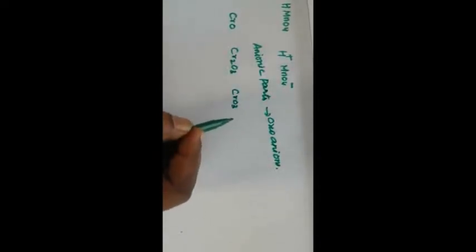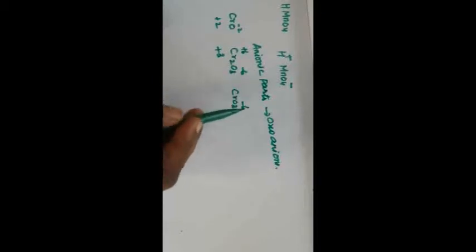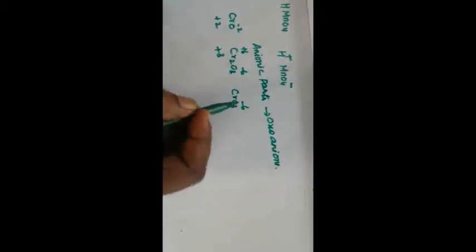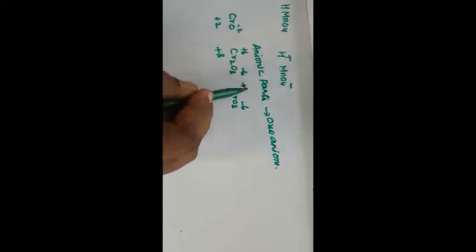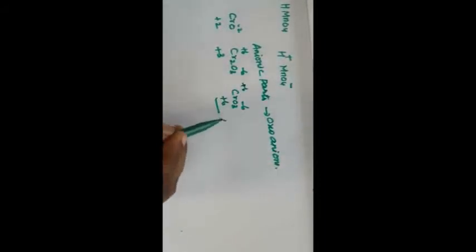For example, in the same way chromium: chromic oxide, Cr2O3. When dissolved in water, it shows basic character. Here oxygen is -2 times 3, so -6, so +6 on this side, 6/2 gives +3. Next, here chromium is +6. These are acidic, this is basic, this is amphoteric. So these are all about oxoanions. That is all about oxides and oxoanions.